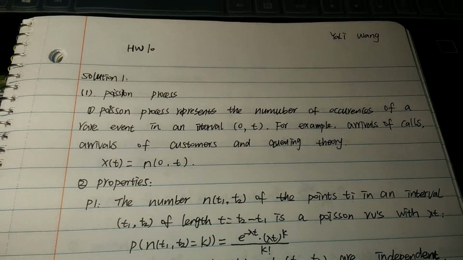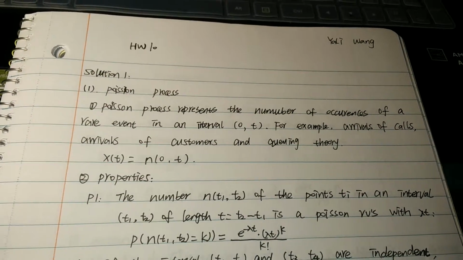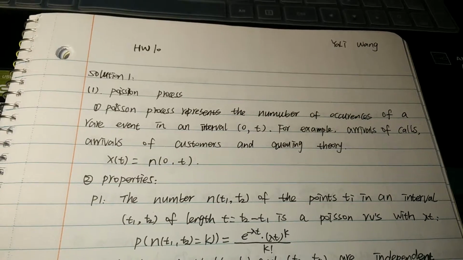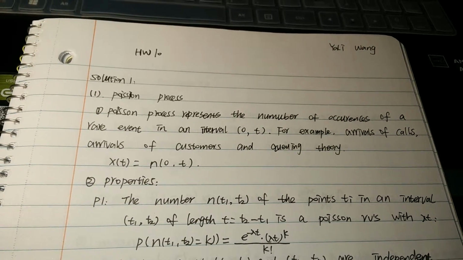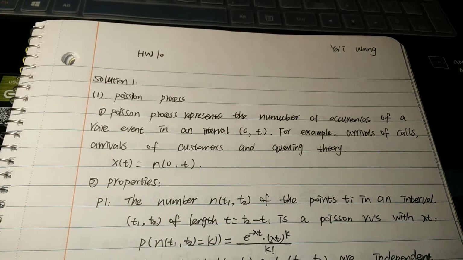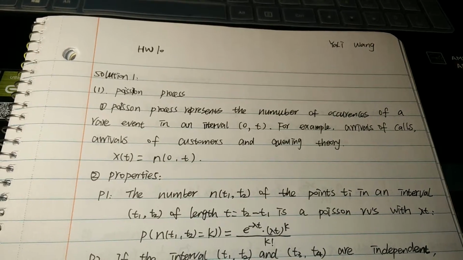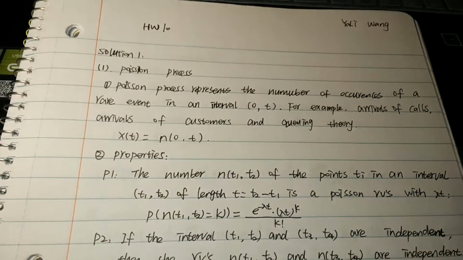This video is for Solution 1 of Homework 10 of EL 6303. First question, I need to collect the definitions and the simple properties of examples of stochastic processes. For example, Poisson process, Poisson increments, and the normal process.